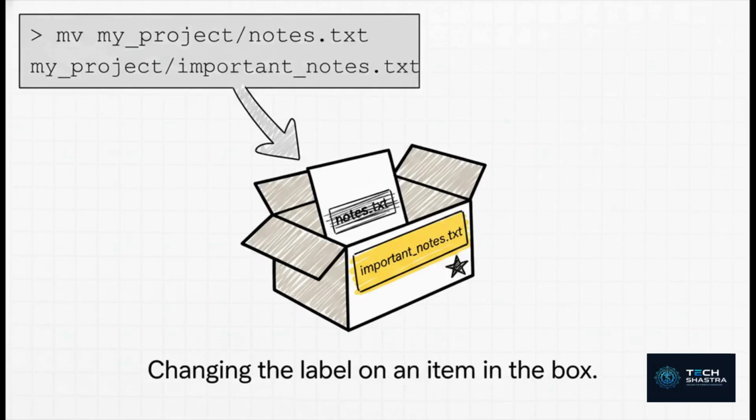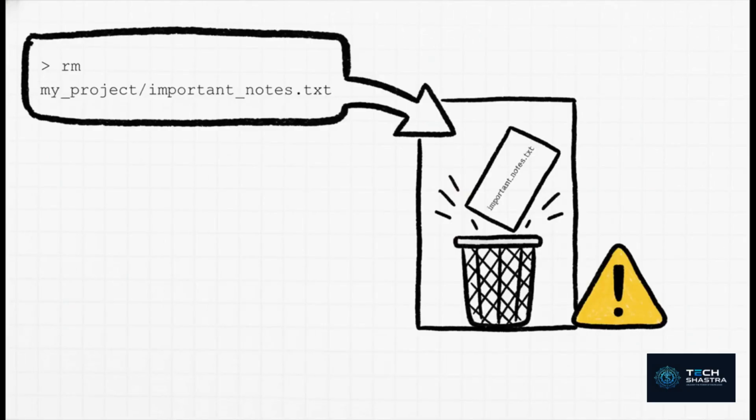You know what? Let's say we decide that note is actually really important. We can rename it using the mv command, which stands for move. Now, here's a cool little trick. Even though its name is move, you can use it to rename stuff too. We're just telling it, hey, that file in that box, change its label from notes.txt to important_notes.txt.